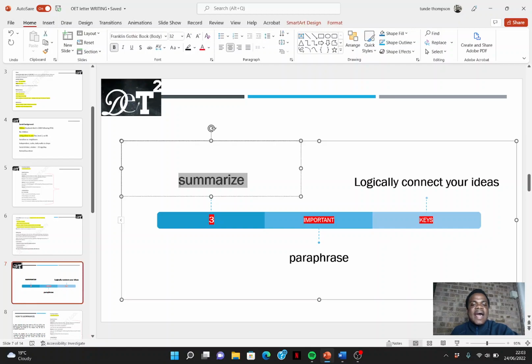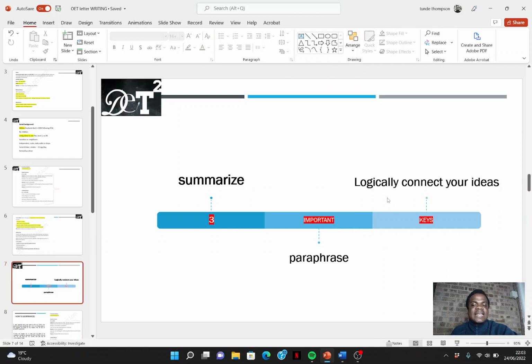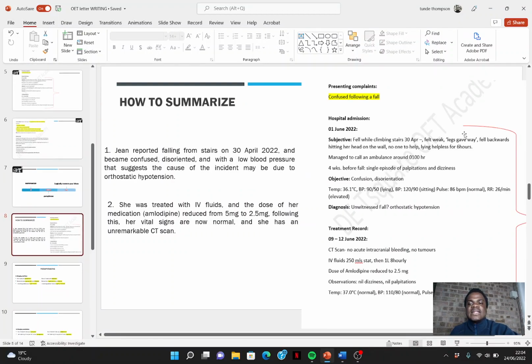In order to expand your notes and use these notes to form complete sentences, first, you should learn how to summarize. Then secondly, you should learn how to paraphrase, and you should also learn how to connect your ideas logically. Let's start with how you can summarize information. Now, this is the piece of the case note that we are going to summarize.